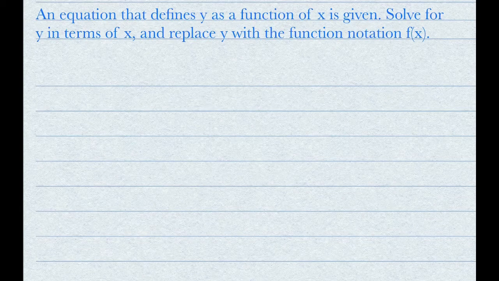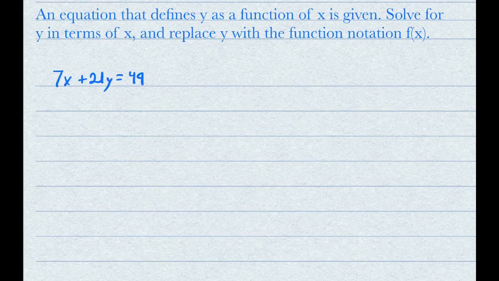When you have a question like this, the goal is to get the y on one side by itself, and then to replace the y with an f of x. So suppose you have a question like this, where it's 7x plus 21y equals 49. First, you want to get the y on one side by itself.